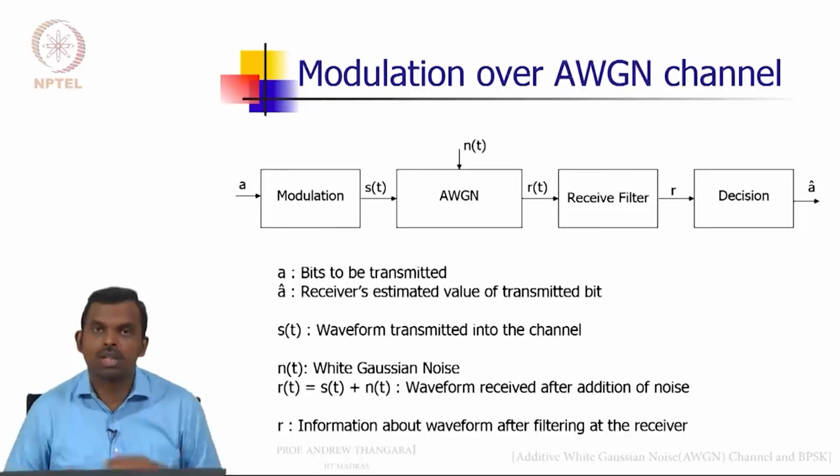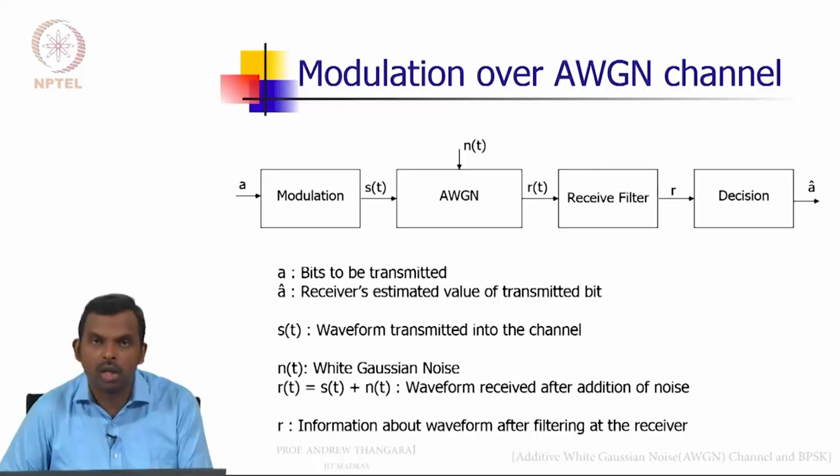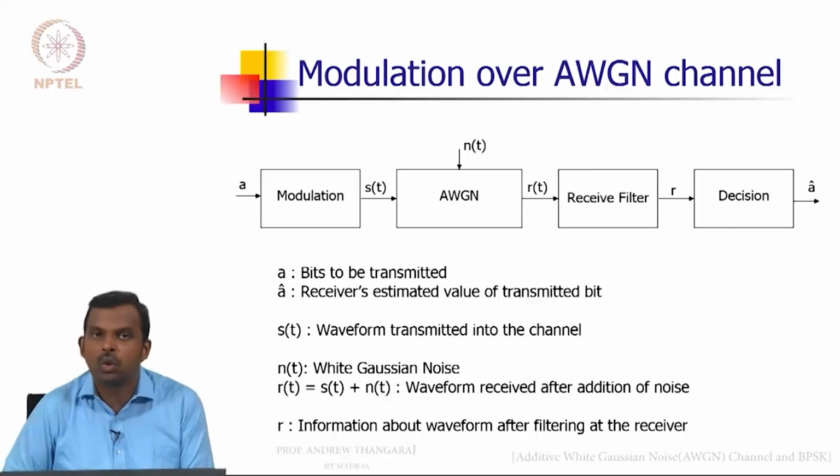This is a picture of what is called an AWGN channel, additive white Gaussian noise channel, and the use of modulation over such a channel. We do not have the time in this course to go into details of how this picture comes about, but I will start with this as an assumption, and I will assume you have familiarity with digital communication to know what I am talking about.